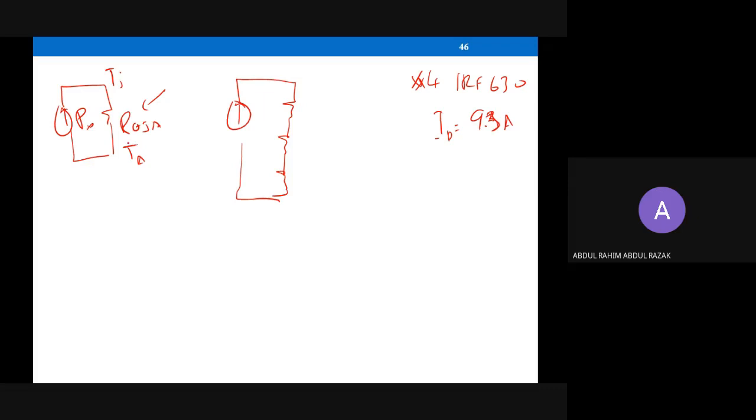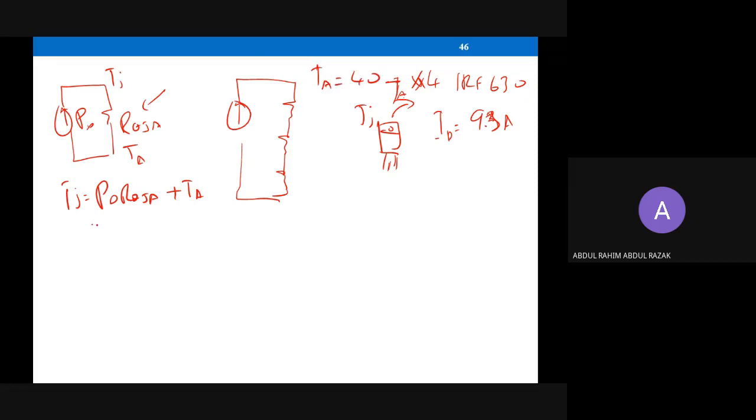Without a heatsink, the heat is dispersed just from the metal tab. Here is your MOSFET, and the metal tab disperses directly to the ambient, from junction to ambient, Tj to Ta, without any intermediate or heatsink. The formula is the same: Tj is equal to PD times R thermal JA, because it is from junction to ambient, plus Ta. We assume our ambient is now 40.